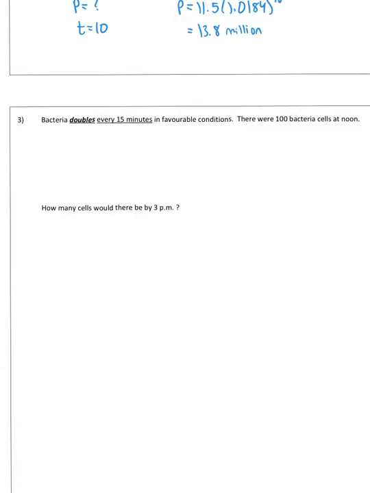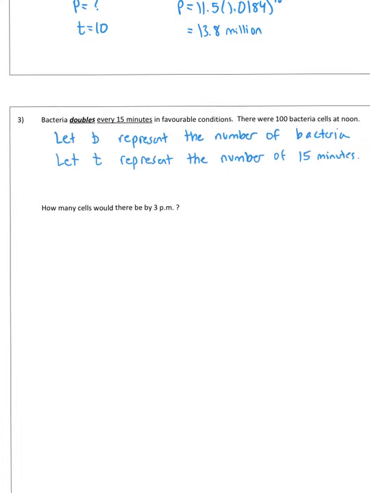In question 3, we are told that bacteria doubles every 15 minutes in favorable conditions. There were 100 bacteria cells at noon. So here I define my let statements as B, which represents the number of bacteria, and T represents the number of 15 minutes, because this information about the bacteria doubling every 15 minutes is really important and changes this question from the first question.